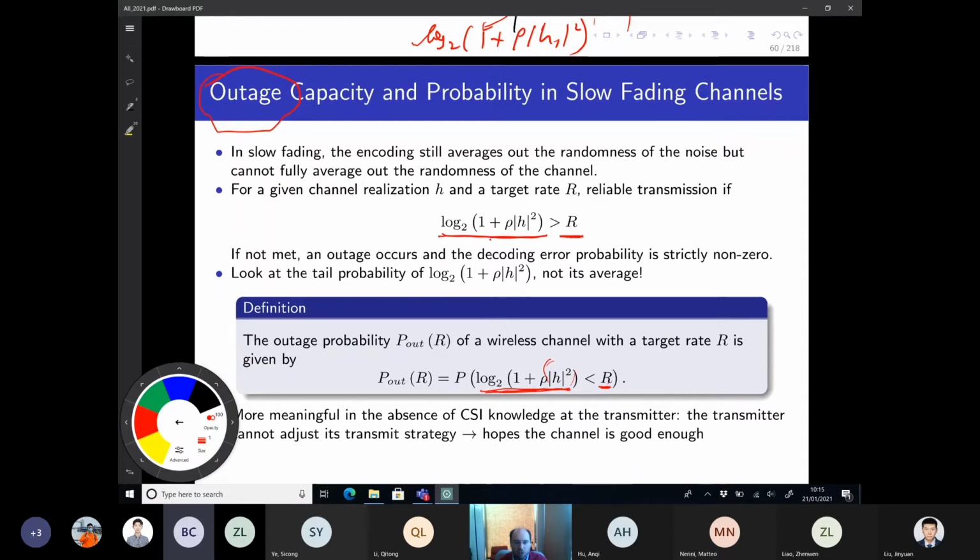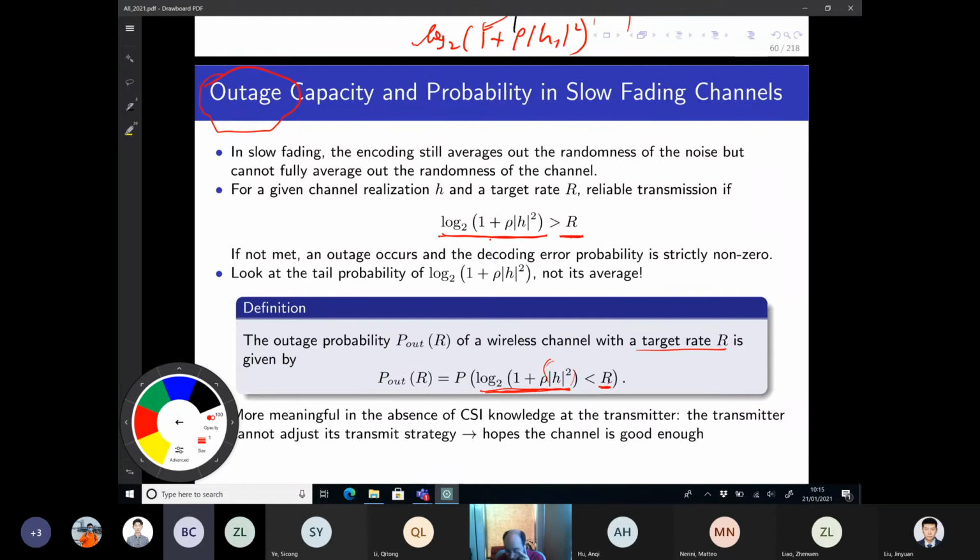That will give you the percentage of time, if you like, or the percentage of channel realizations for which you will not be able to transmit at a rate R. Right? That's your outage probability. It is the probability that your channel will not support your transmission at your target rate R.